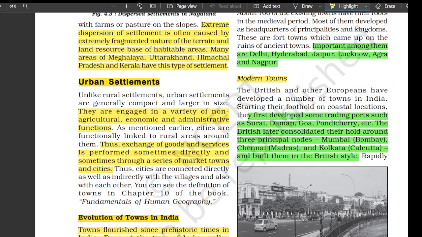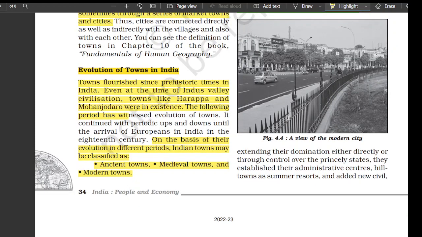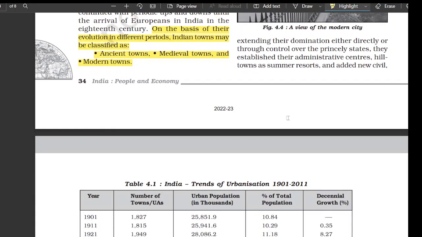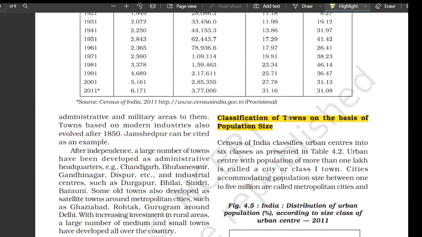Modern towns. The British and other Europeans developed a number of towns in India. Starting their foothold on coastal locations, they first developed some trading ports such as Surat, Daman, Goa, Pondicherry, etc. The British later consolidated their hold around these principal nodes: Mumbai (Bombay), Chennai (Madras), and Kolkata (Calcutta), and built them in British style, rapidly extending their domination either directly or through control over princely states. They established their administrative centers, hill towns as summer resorts, and added new civil, administrative, and military areas to them.